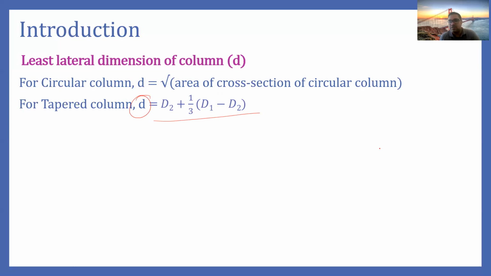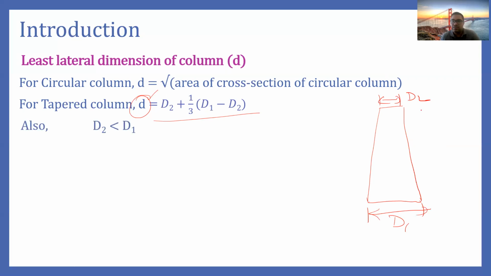Now, what is D1? A tapered column will be something like this. So this dimension will be, say, D1 and this dimension will be, say, D2. So if we have D1 and D2, we can easily calculate the value of D. But IS code also recommends that this D2 will be less than D1. Yes, D2 is this dimension and D1 is this dimension.